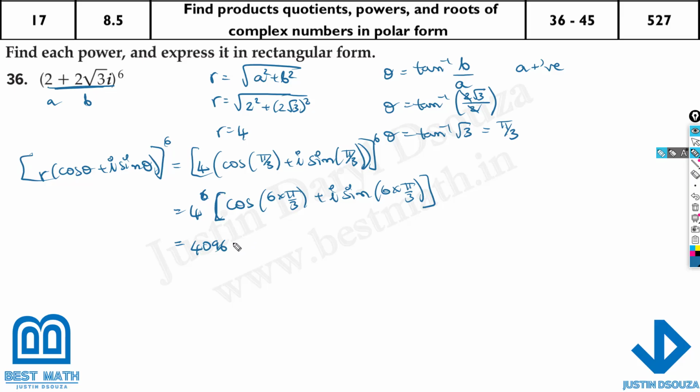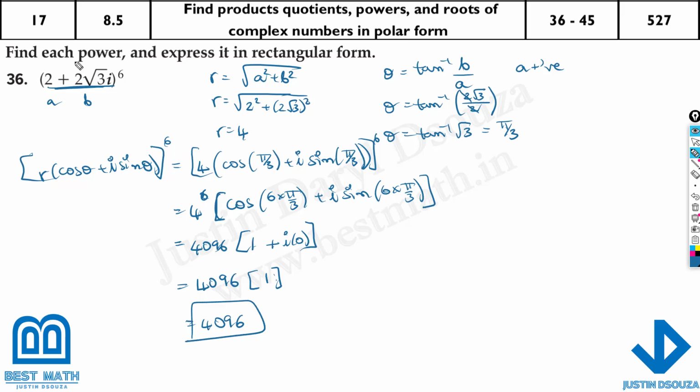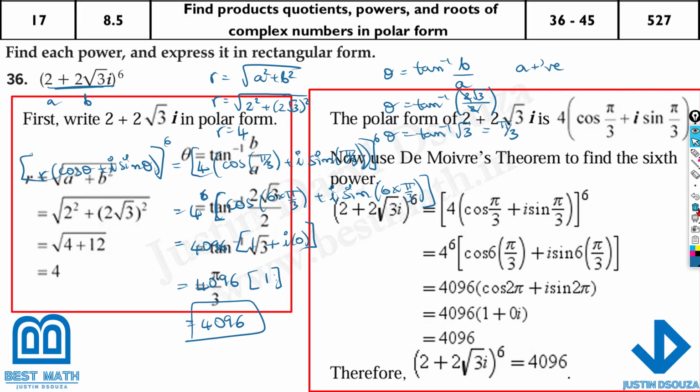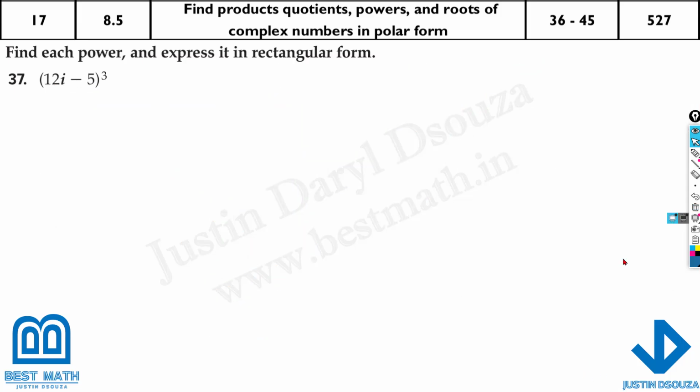So here the real part is 1 plus i times 0. That is the imaginary part. So what's going to be the answer? Here we have 1 plus 0. Basically, it's 1 itself, because i times 0 is 0. So that will be 4096. That is the answer. If you raise this given rectangular form by power 6, which has an imaginary part, you will have 4096 as the answer. So here we go. And that's the final answer.